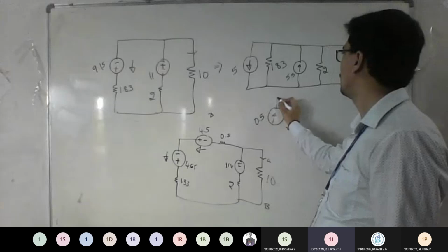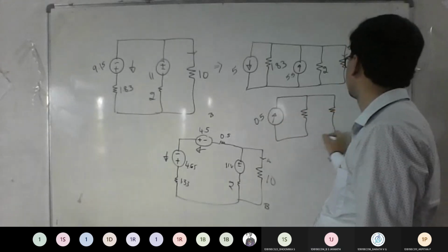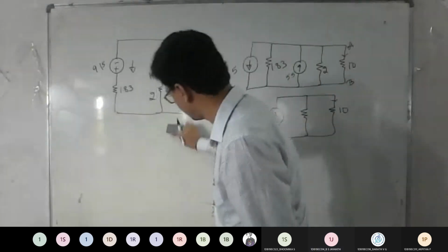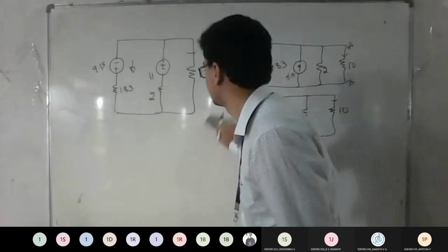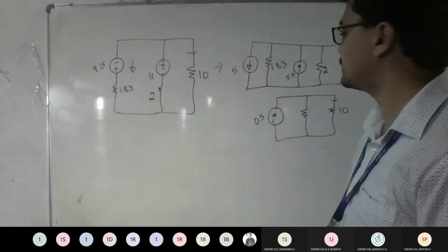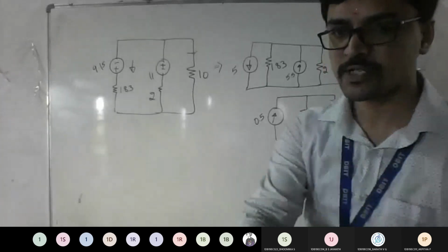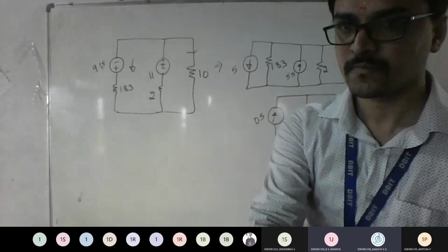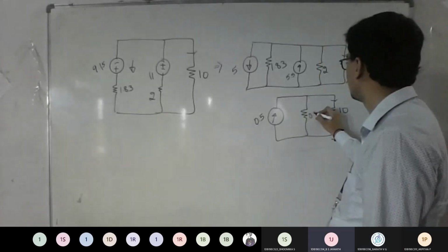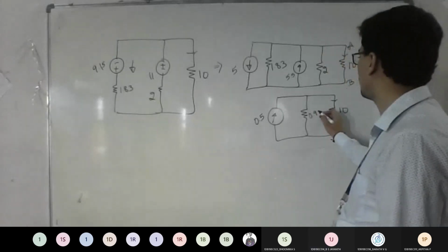About the equivalent resistor. How much is the equivalent resistor? (1.83 into 2) divided by (1.83 plus 2). How much? 0.955. Okay, 0.95.